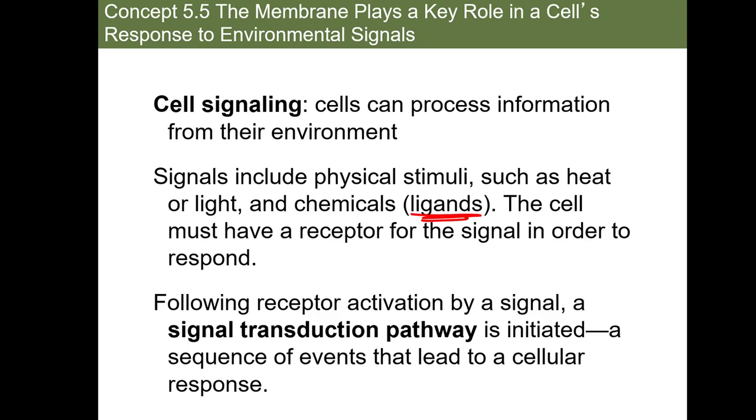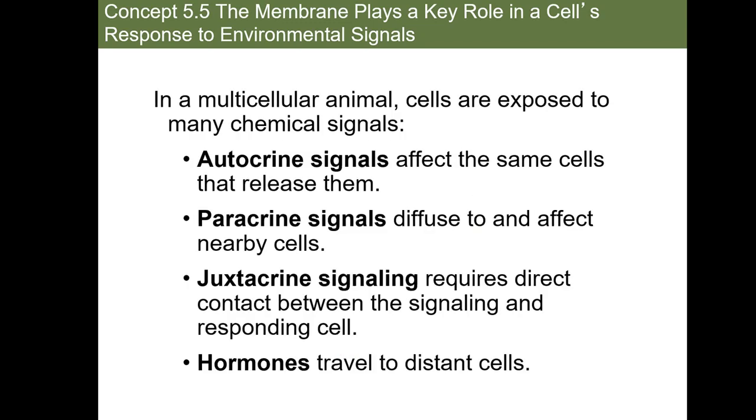Following receptor activation by a signal, a transduction pathway is initiated, a sequence of events that leads to a cellular response. So these are a little bit complicated. It's kind of like tracking what a letter goes through to get to its final destination. There's a lot of mixing and sorting that has to go on. In a multicellular animal, cells are exposed to many chemical signals. They're autocrine signals, paracrine signals, juxtacrine signals, and hormones.